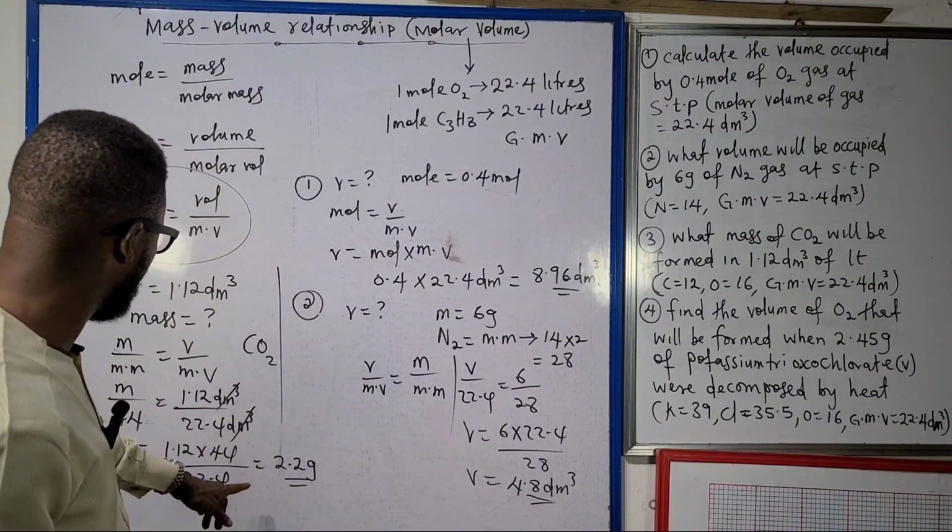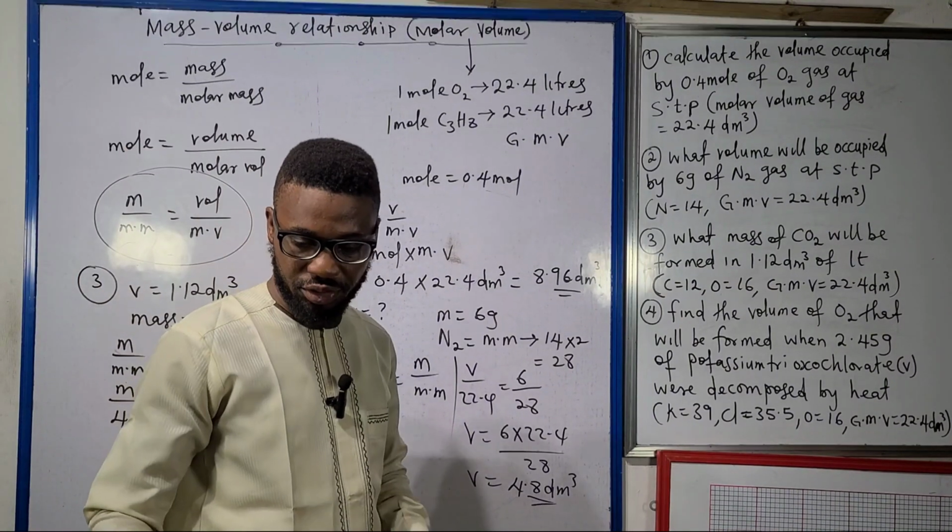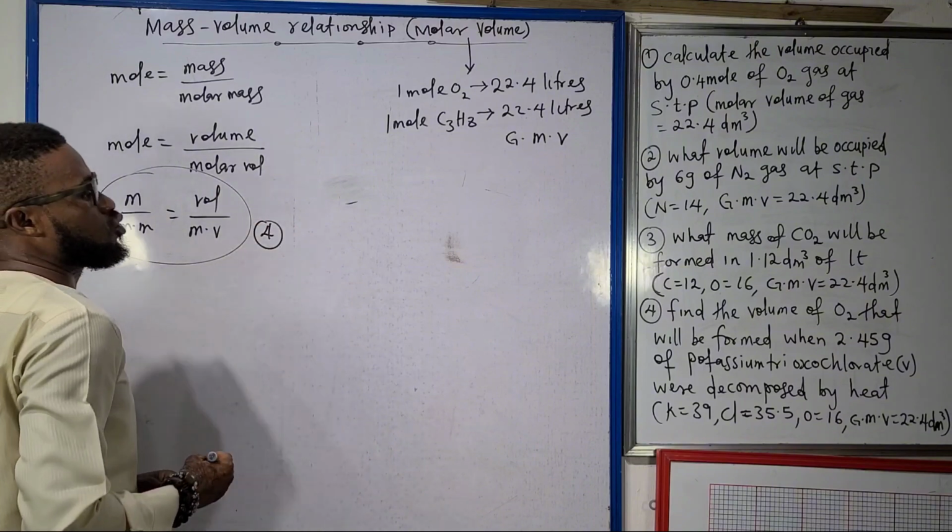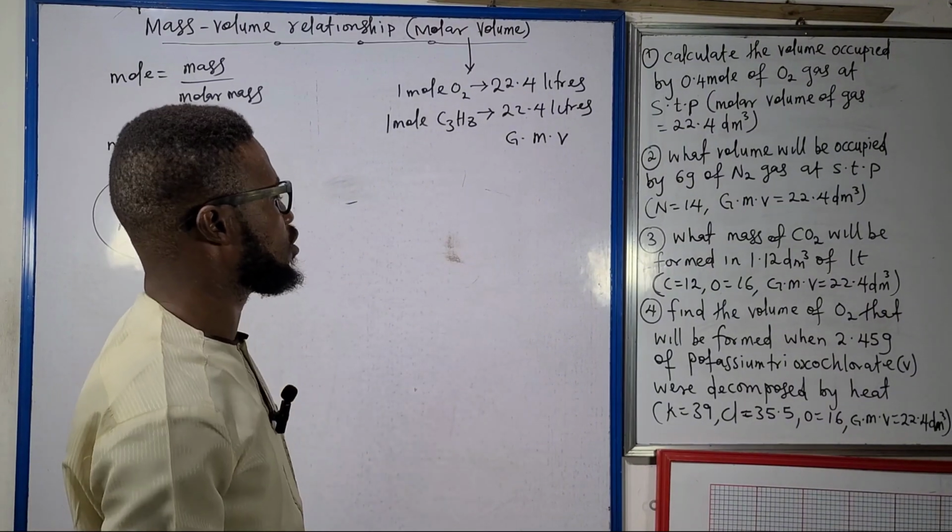Yes, this is going to be 2.2 grams. So that ends question 3. Moving on to question 4. Question 4 states, find the volume of oxygen that will be formed.